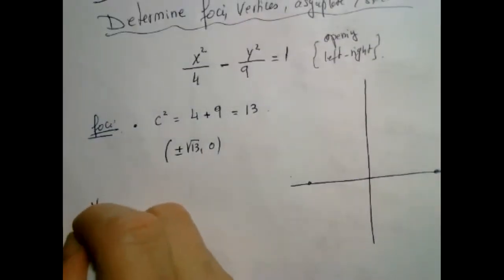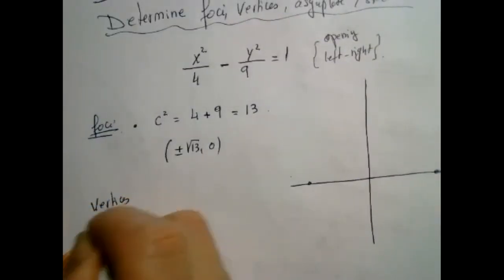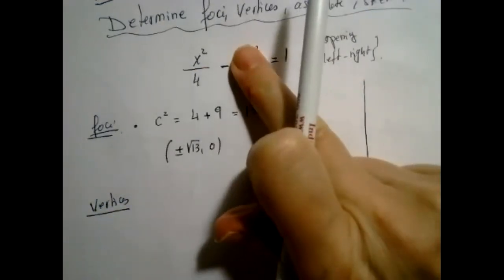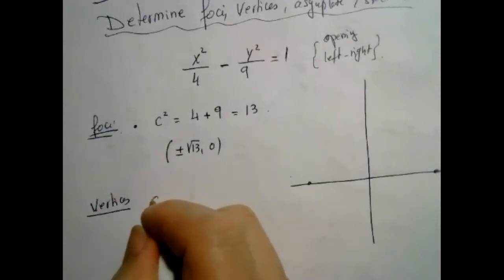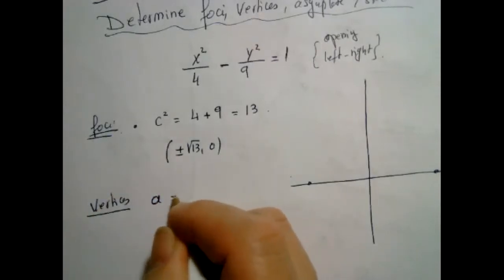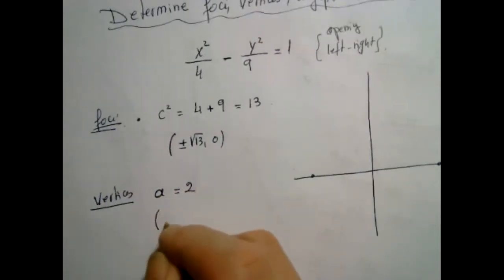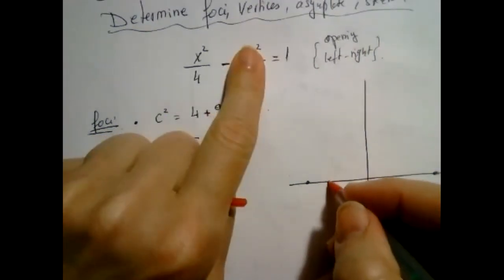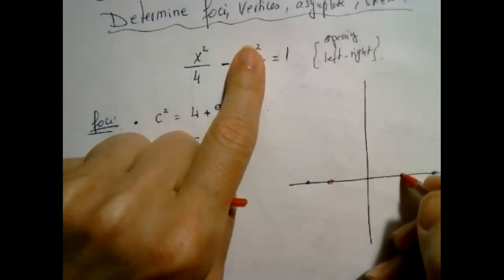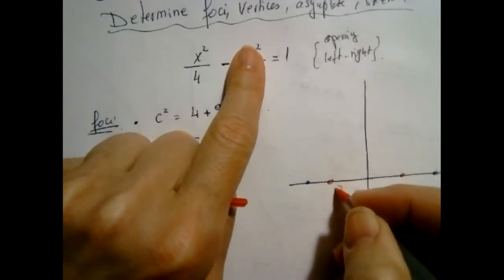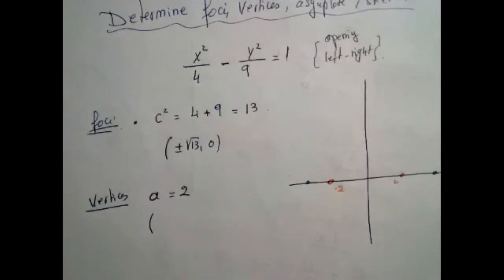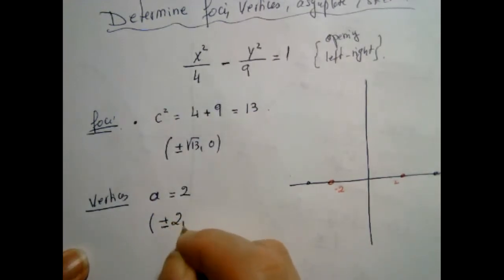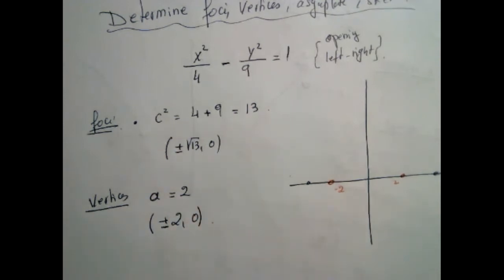Now the vertices. The vertices are, in this case, basically when y is equal to 0. So the vertices here, we're going to take a is 2. These are the vertices, these are the intercepts. So 2 right here and right here, this is the 2. So this is minus 2 and this is the 2. So the vertices are going to be plus or minus 2 and 0.